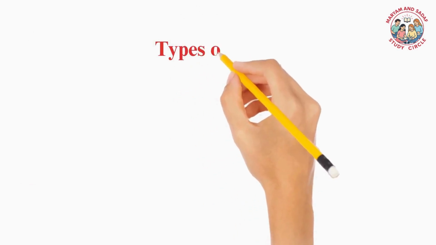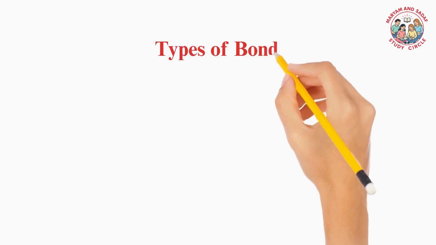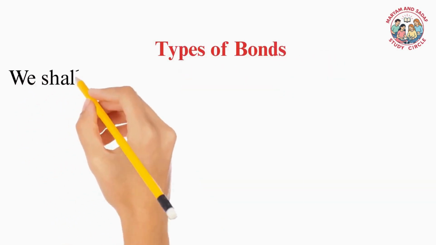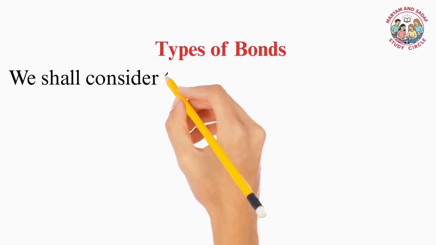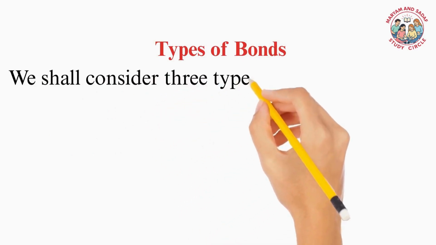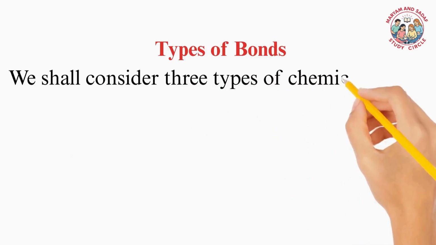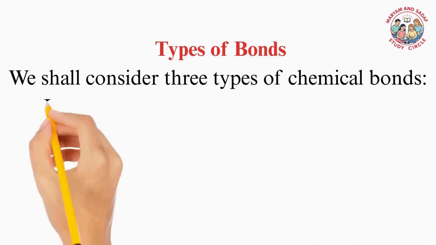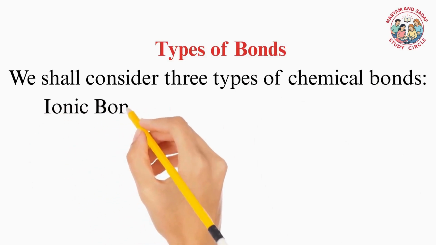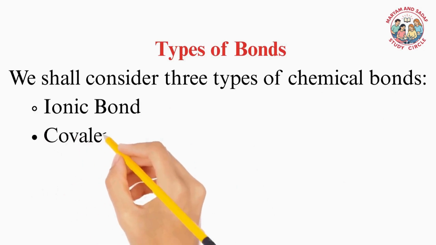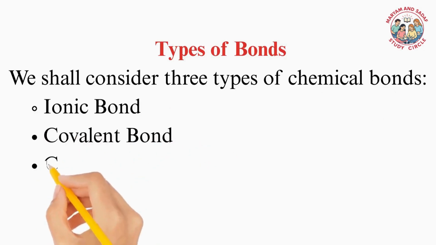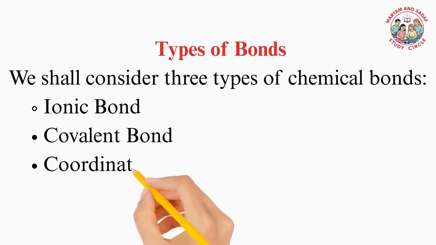Types of bonds. We shall consider three types of chemical bonds: ionic bond, covalent bond, coordinate covalent bond.